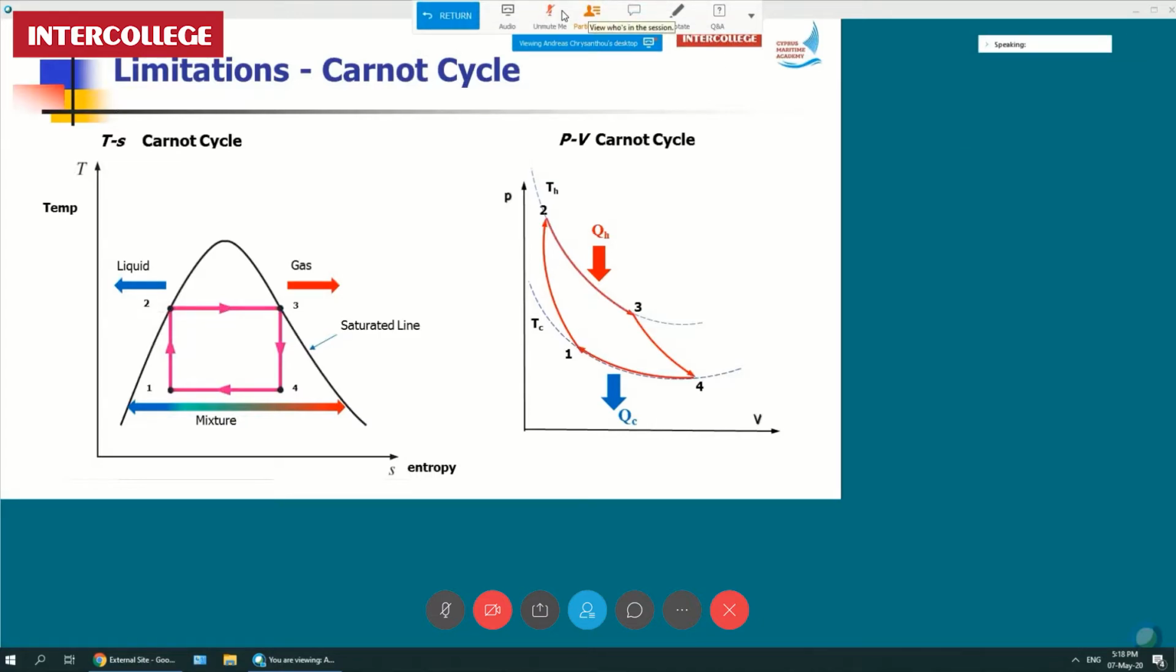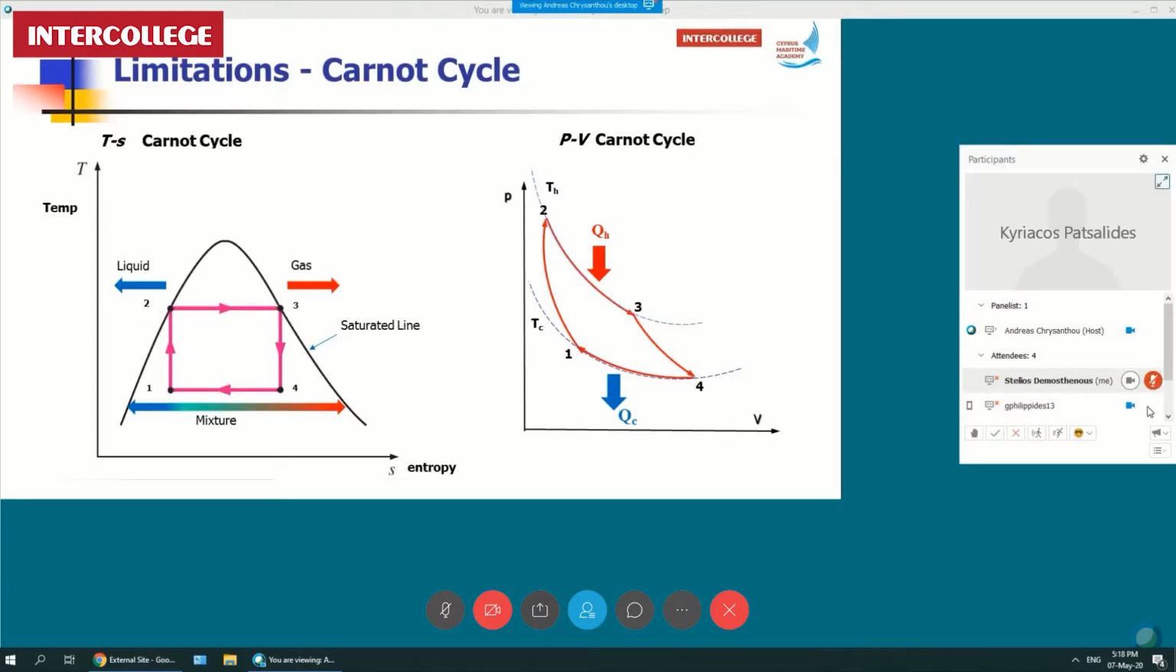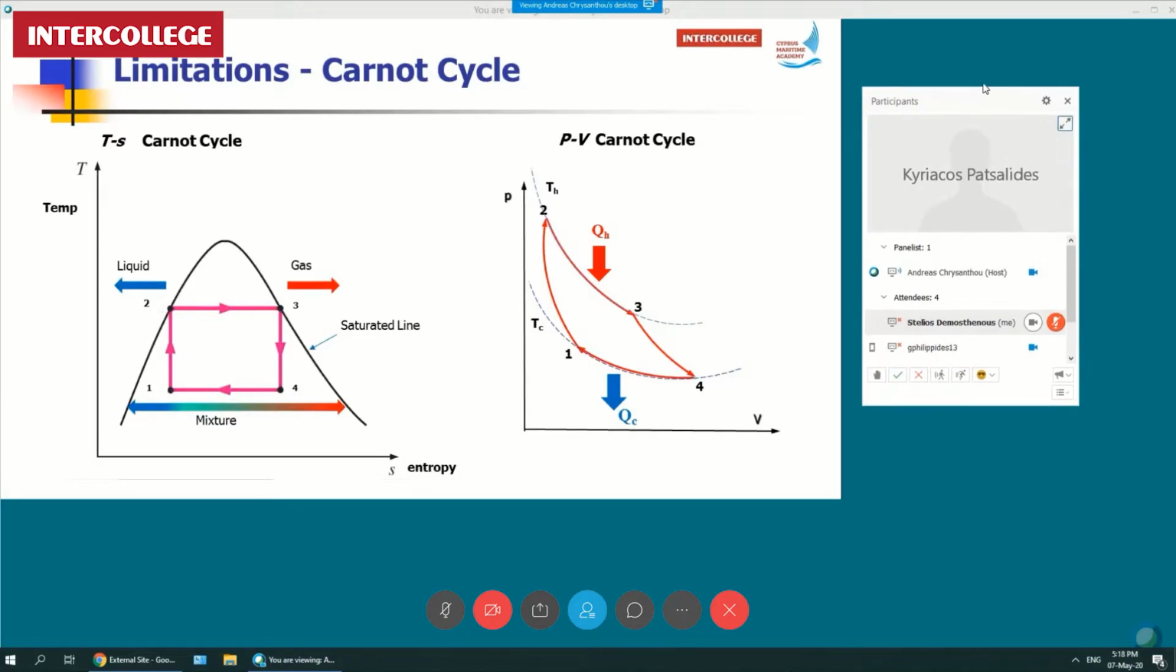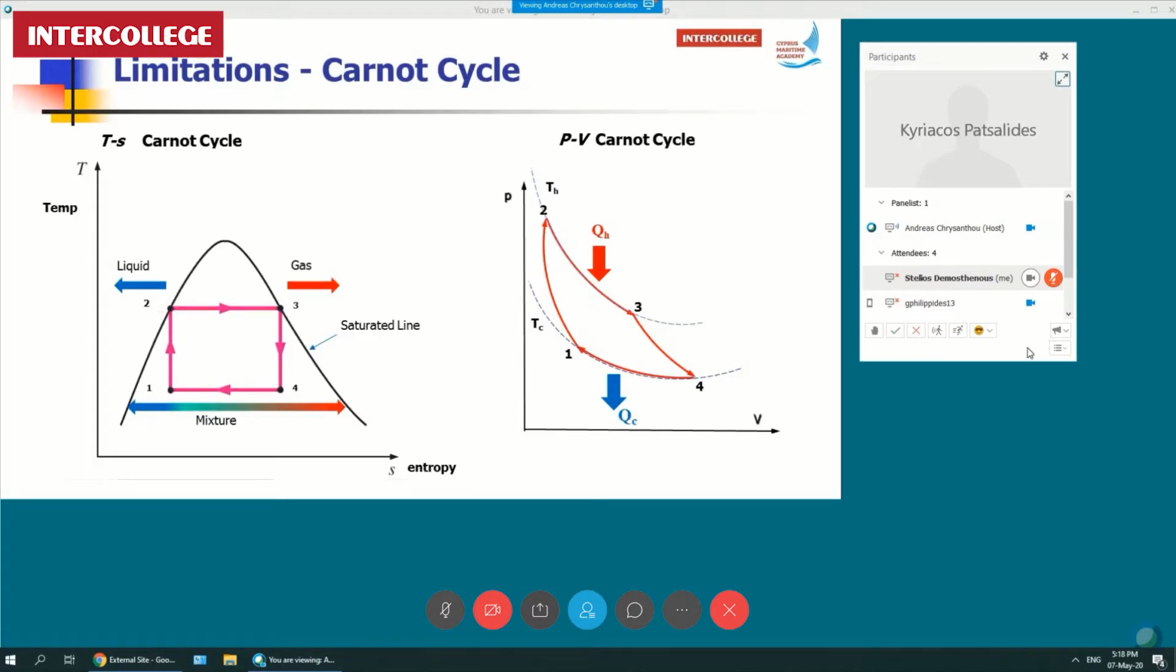I have one question, Mr. Andreas. Because you told us that there is work being produced, it means that in any slight change in temperature, are we going to have work production? For example, a machine will be able to run, or do we need a specific difference in temperature in order to achieve this movement?